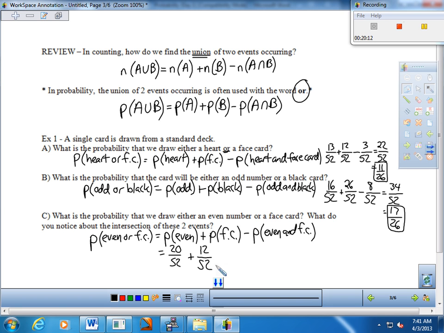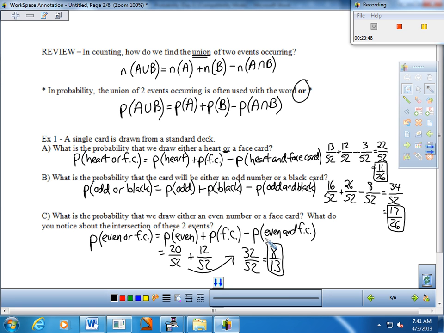And then here's the key. What do you notice about the intersection here? How many cards both have an even number and have a face on it? None. And so anyway, we just kind of subtract 0 here. You could go ahead and write minus 0 out of 52 if you want. But basically, we're just adding the two probabilities together. I think we get 32 out of 52. And I'm getting 8/13 on that when all said and done.